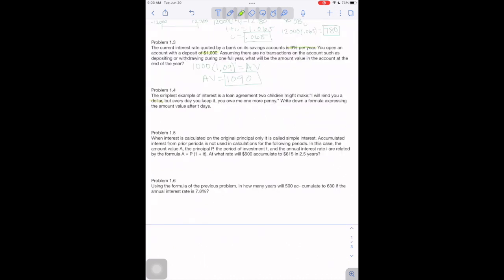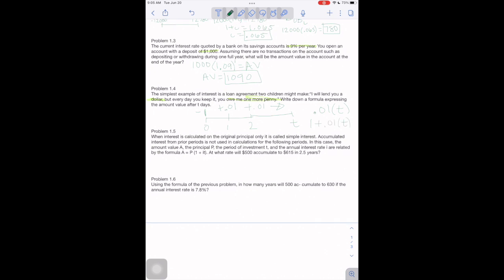Problem 4. The simplest example of interest is a loan agreement 2 children might make. I will lend you $1, but every day you keep it, you owe me 1 penny. Write down a formula expressing the amount value after t days. Okay, so let's create a timeline of this. We're going to borrow $1 here at time 0, and then a day later we owe a penny, and then another day later we owe another penny, and this is going to continue for t days. So then that would just be $1 plus the penny for t days.